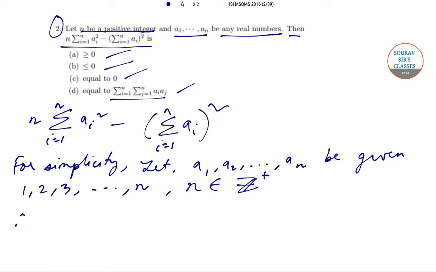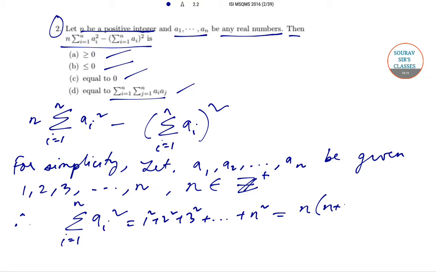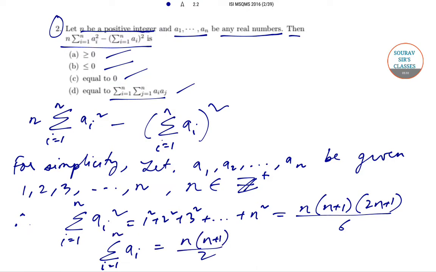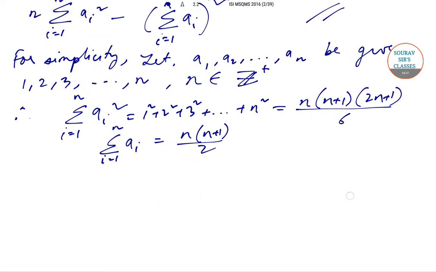In that case, summation of ai square, where i goes from 1 to n, is equal to 1 square plus 2 square plus 3 square plus dot dot dot n square, and that is equal to n into (n plus 1) into (twice n plus 1) by 6. And summation of ai, where i goes from 1 to n, is given by n into (n plus 1) by 2. Let me use the space below to solve the problem.